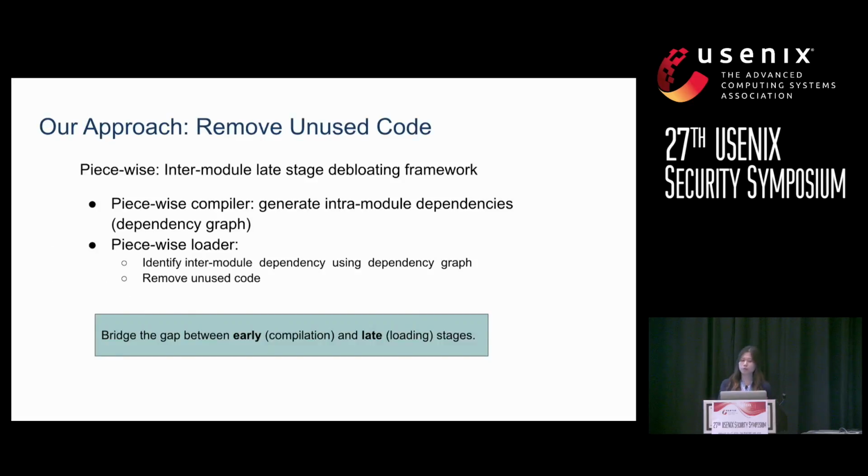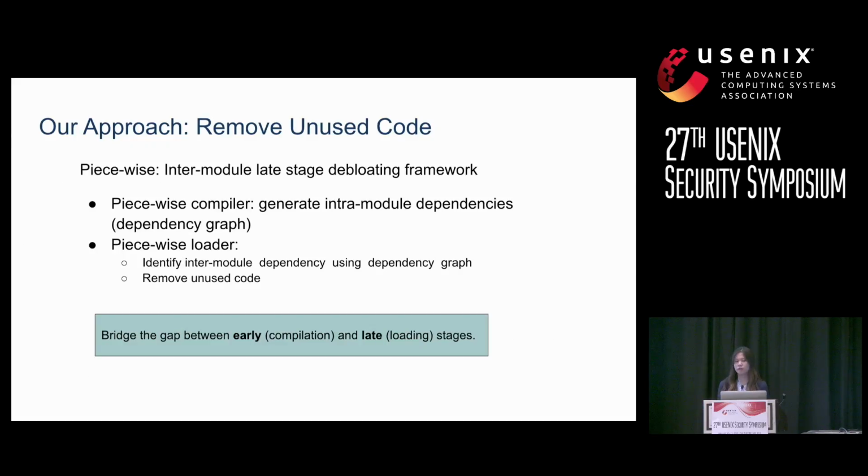For this approach, we introduce a framework called Piece-wise that performs whole-program debloating. It systematically and automatically detects which part of the code module you're trying to debloat is going to be needed at runtime, and then removes the part that we're not going to need at runtime. This framework contains two components. The first component is the compiler, which analyzes the source code of the code module, generates metadata, the dependency graph, and writes the metadata onto the binary of the code module.